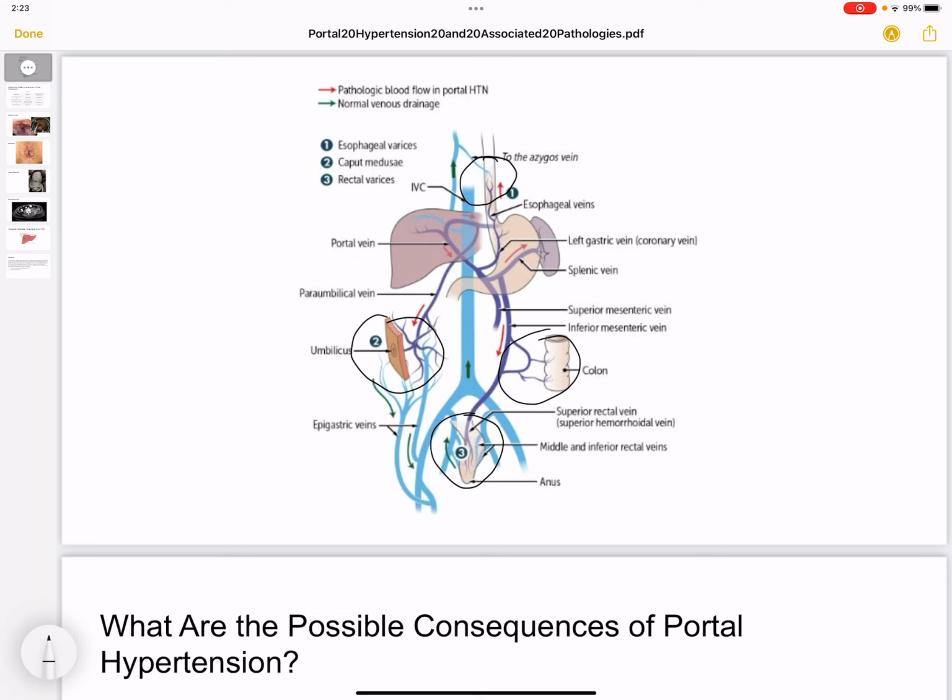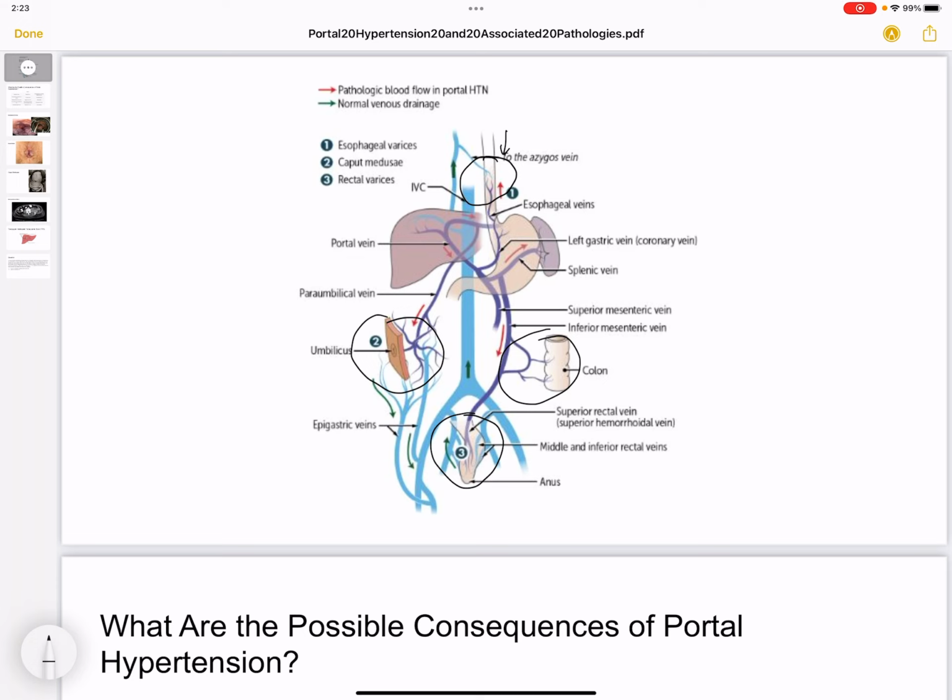Normally, the portal system does not communicate with our systemic circulation. There's going to be either minimal or no blood flow at these regions. But the problem with portal hypertension is that we're going to have such an increase in pressure in our hepatic vein that there's going to be a backflow of blood into our systemic circulation.